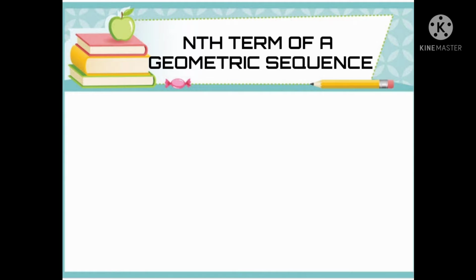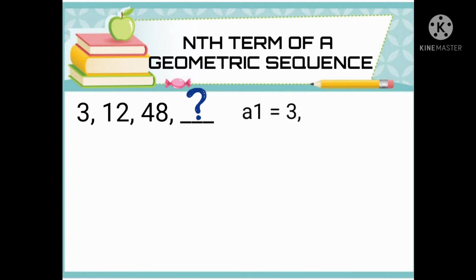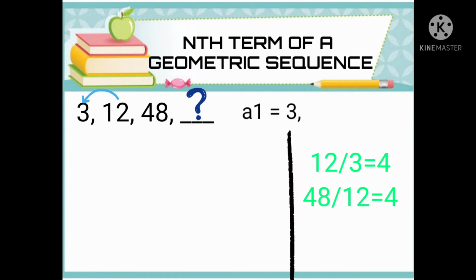Let's have this example. In a geometric sequence 3, 12, 48, what is the next term? First, we must know its common ratio and the first term. Our first term is 3. To obtain the common ratio, we will divide 12 and 3. We will divide 48 and 12. Therefore, the common ratio is 4.